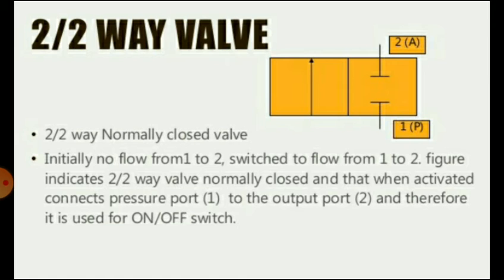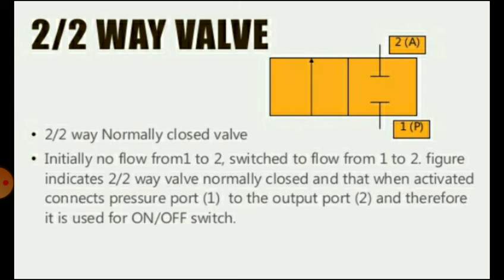Switch to flow from 1 to 2. So the figure indicates a 2 by 2 way valve, normally closed, and when activated it connects pressure port 1 to the output port 2, and therefore it is used for on or off switching. So it is generally used as a switch for other valves.